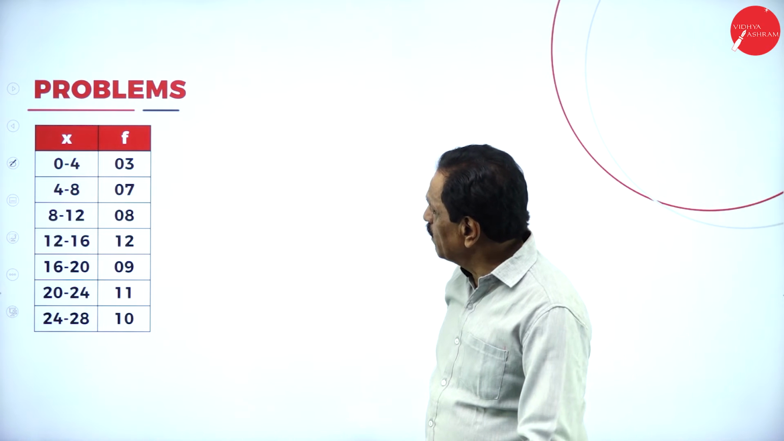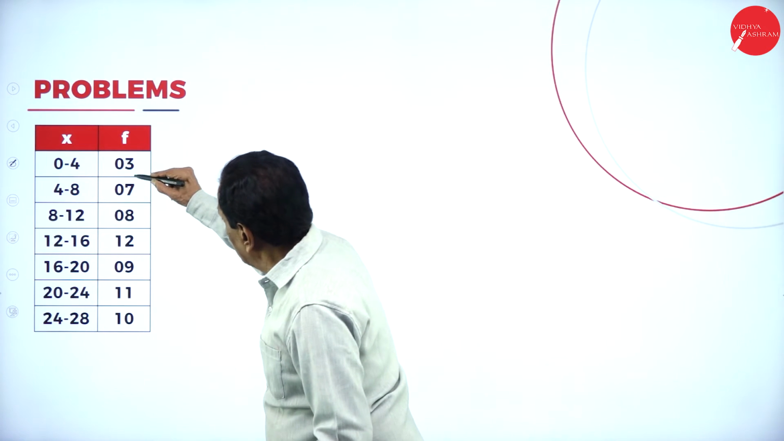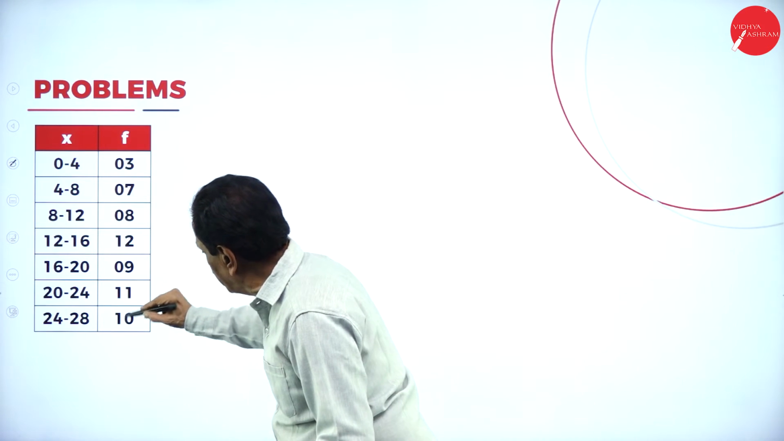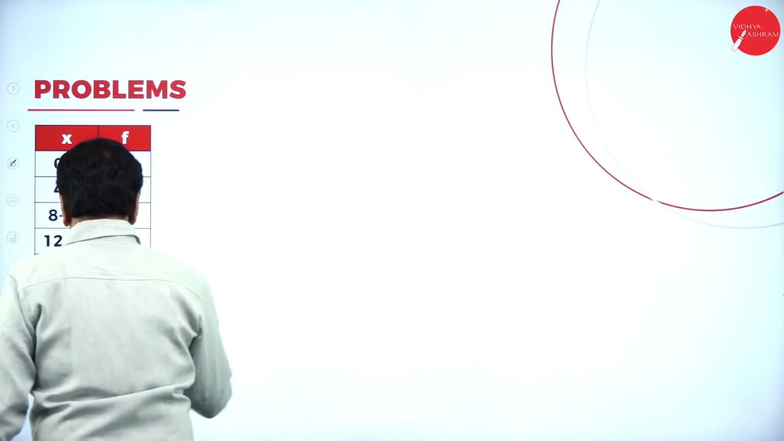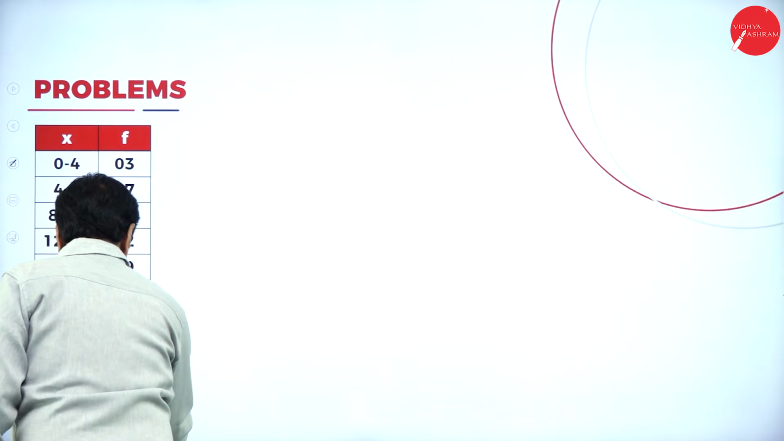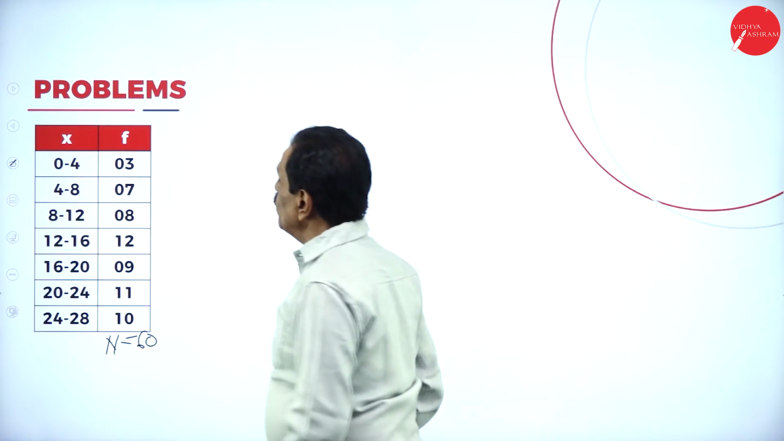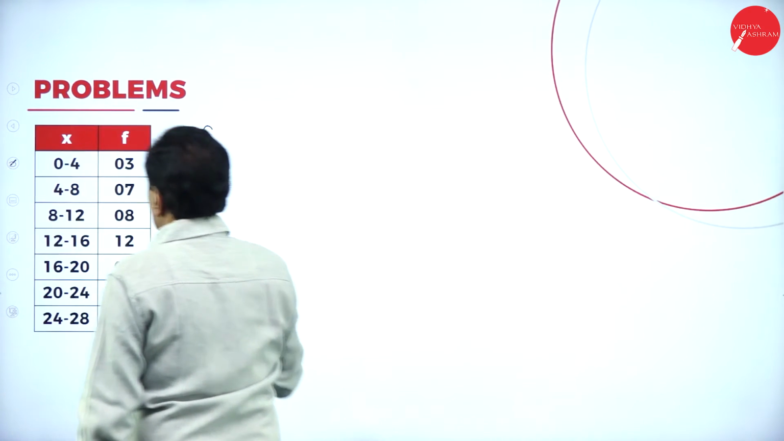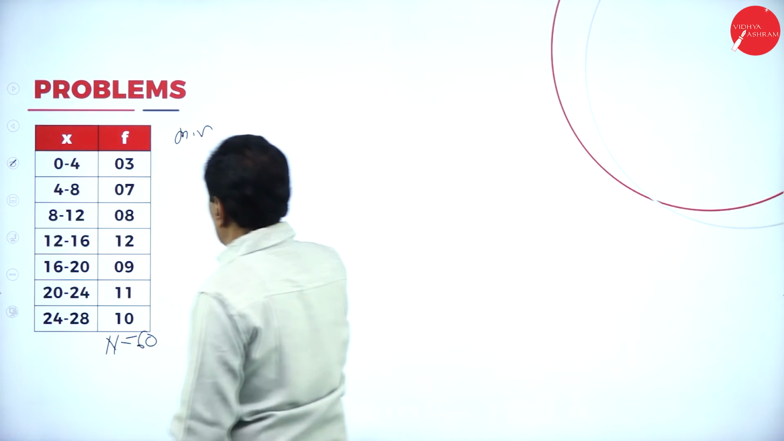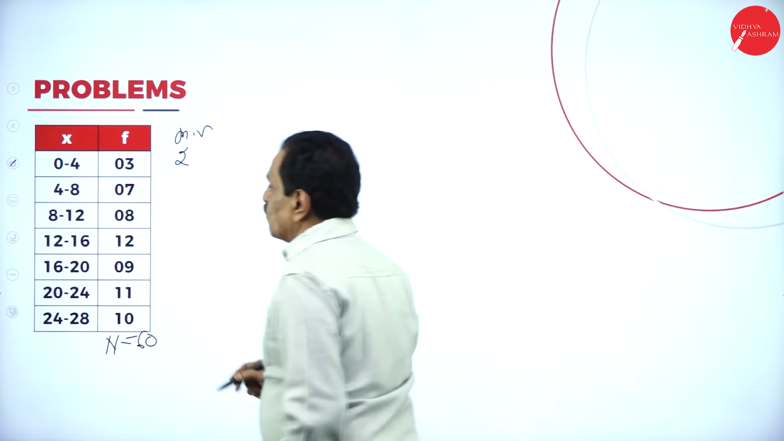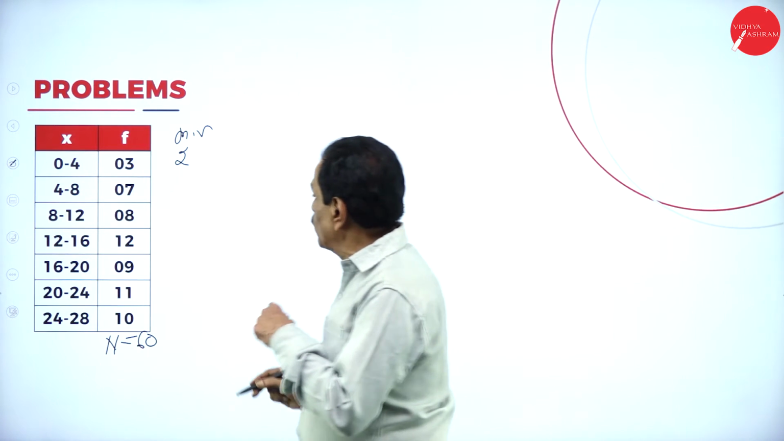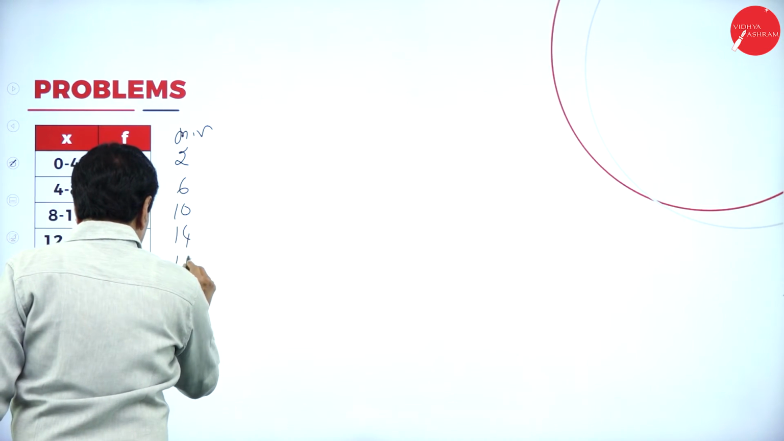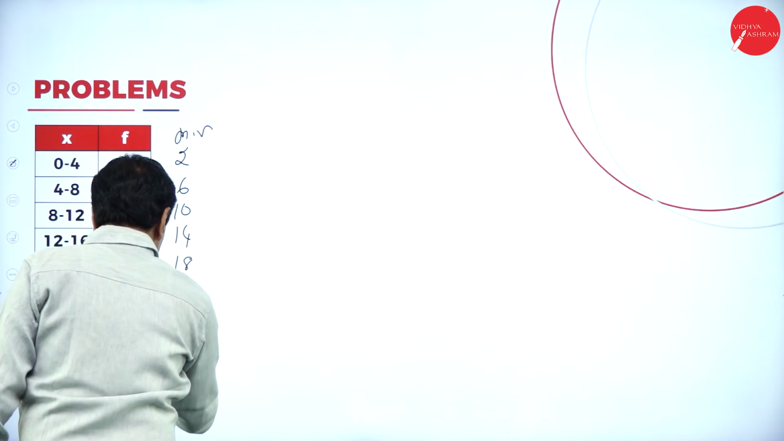We'll go to this problem. 0 to 4. 3 plus 7, 10, 18, 20, 30, 39, 40, 50, 60. N is equal to 60. Mid value. What is the next step to do? Mid value. 0 plus 4 is 4, divided by 2 is 2. 4 plus 8 is 12, divided by 2 is 6. Then 10, 14, 18, 22, 26.